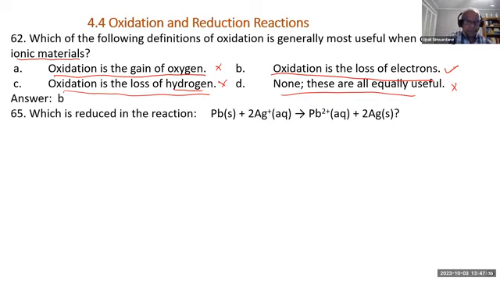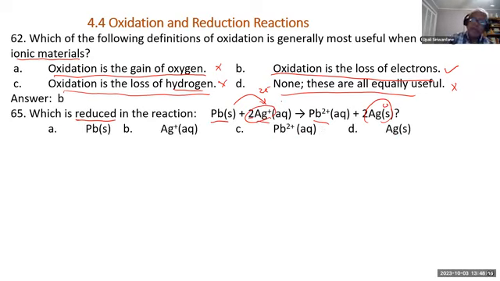Which is the reduction, in other words, what is reduced in the reaction? Here, lead is converted to lead 2+. This gives 2 electrons to silver. Silver becomes silver 0. There's no charge. Therefore, reduction is taking place. The gain of electrons is on the silver ions. There are 2 silver ions, but you only say which species is reduced: silver plus. We are only looking at the reactant side. Therefore, B is the correct answer.